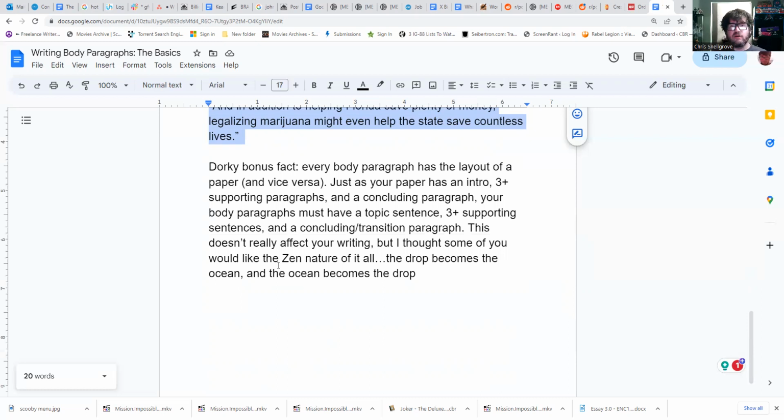What is the layout of your overall paper? An intro up at the top, a concluding paragraph at the bottom, and then at least three supporting paragraphs in the middle. What is the structure of a body paragraph? A topic sentence at the beginning, a concluding/transition sentence at the bottom, and then at least three supporting sentences in the middle. So like I said, I enjoy the kind of Zen nature of that. Basically, the drop becomes the ocean becomes the drop.